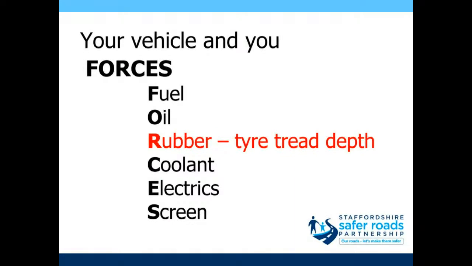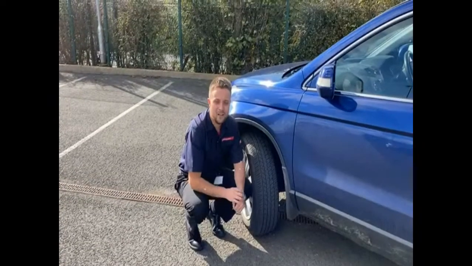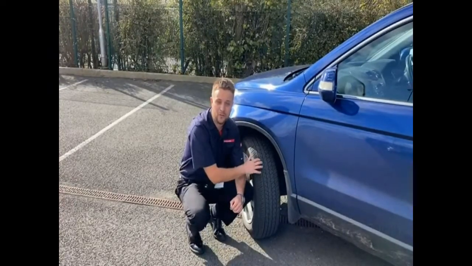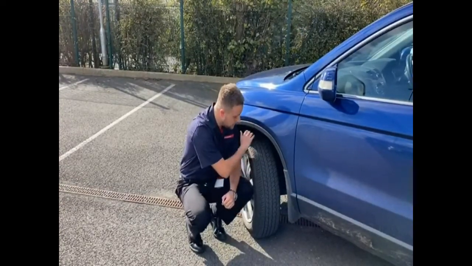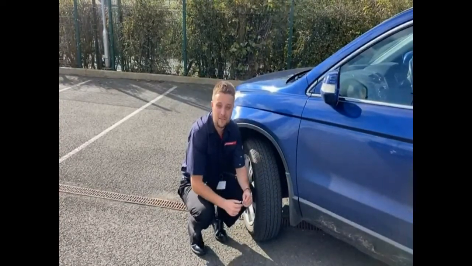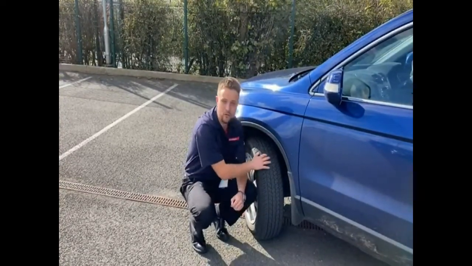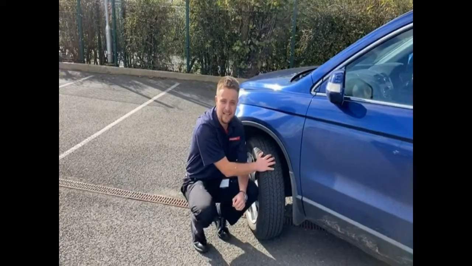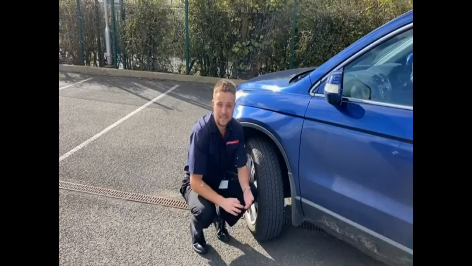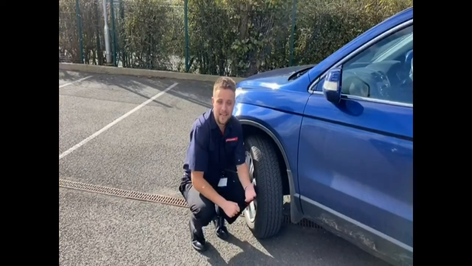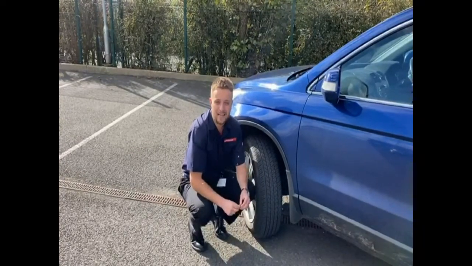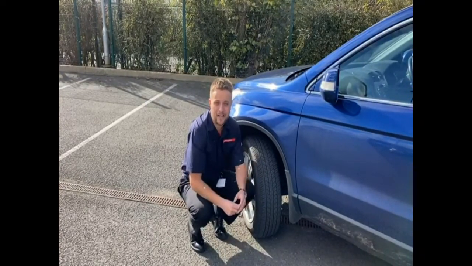Tyre tread depth. So the second part of the tyre maintenance checks that we can do is with regards to the tread depth on the tyre. The law states that there's a minimum requirement of 1.6 millimetres of tread across the central three quarters of the tyre. Now the best thing that we can do in this circumstance, if we're unsure whether our tyre tread meets the legal requirement or is safe, is to get them checked at a tyre garage free of charge on a tyre check.